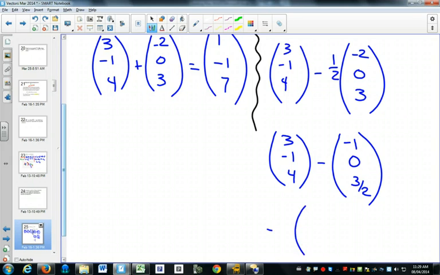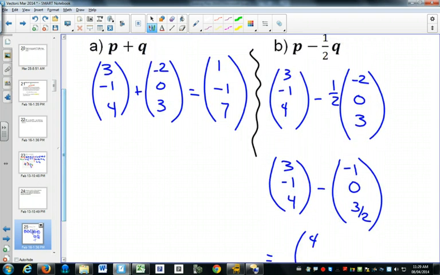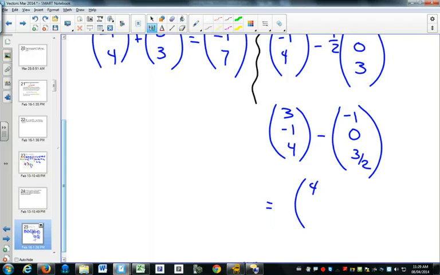3 minus the -1 is 4. No underlining, unless you wanted to rewrite what you started with, like p minus half q equals. But in this case, we're showing that it's equal to it as we go along. -1 minus 0 is still -1. And 4 minus 3 1/2 is 5 over 2 if you get a common denominator. Got that one. And add or subtract them. I got it.